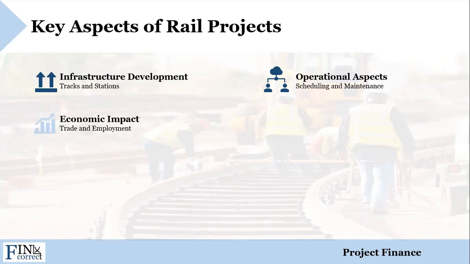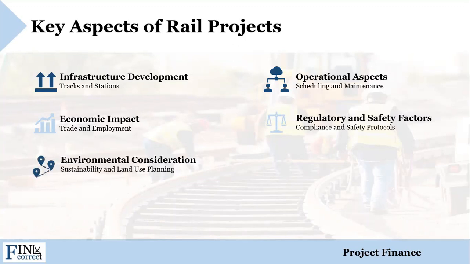The other aspect is the economic impact. Rail projects contribute to efficient movement of goods, thereby fostering economic activities and trade. It also helps in creating job opportunities and providing livelihood for local communities. The other aspect is regulatory compliance. Rail projects must adhere to government regulations and safety standards. Sustainability is an important aspect of environmental consideration in the development of rail projects. In line with that, the construction of rail projects requires careful consideration of land use planning to minimize environmental impact.